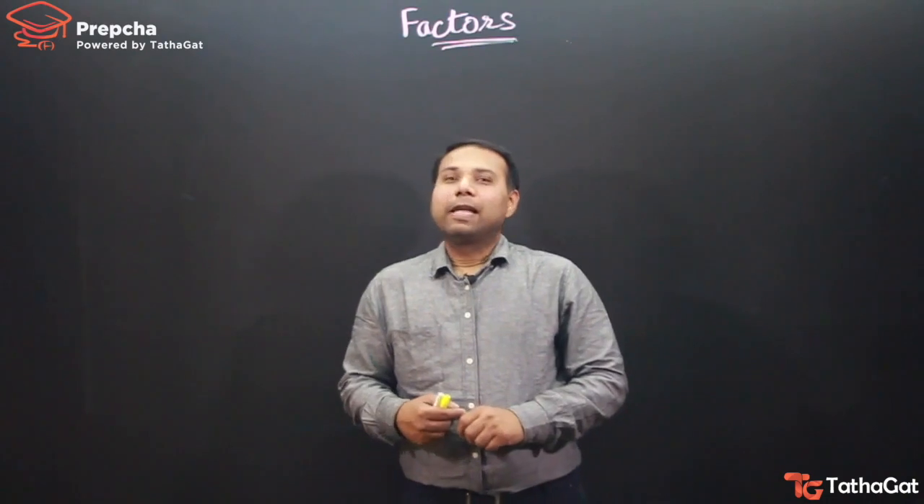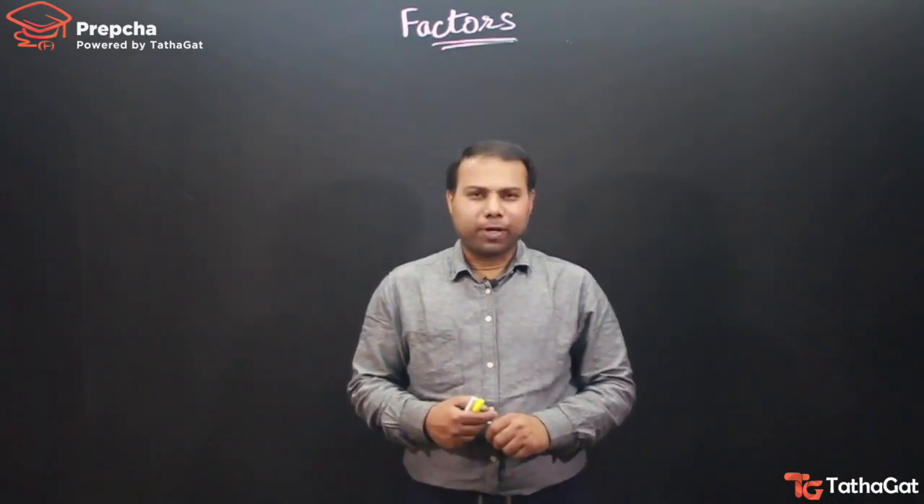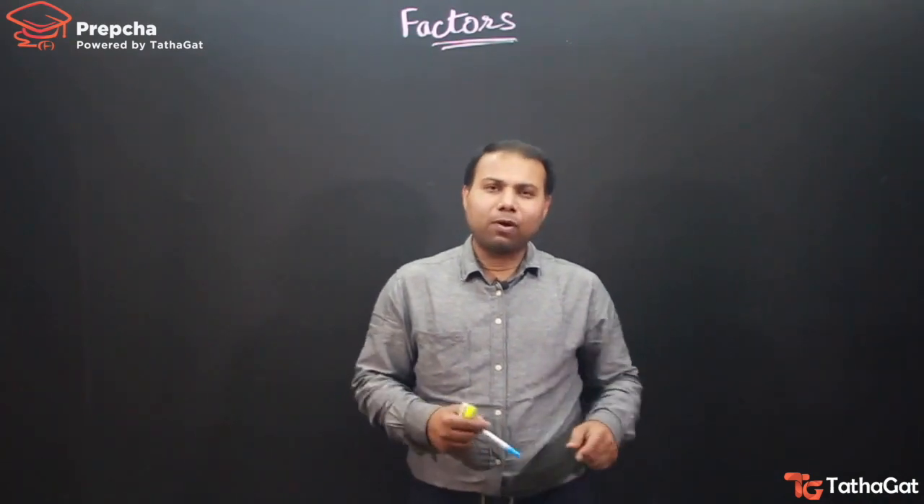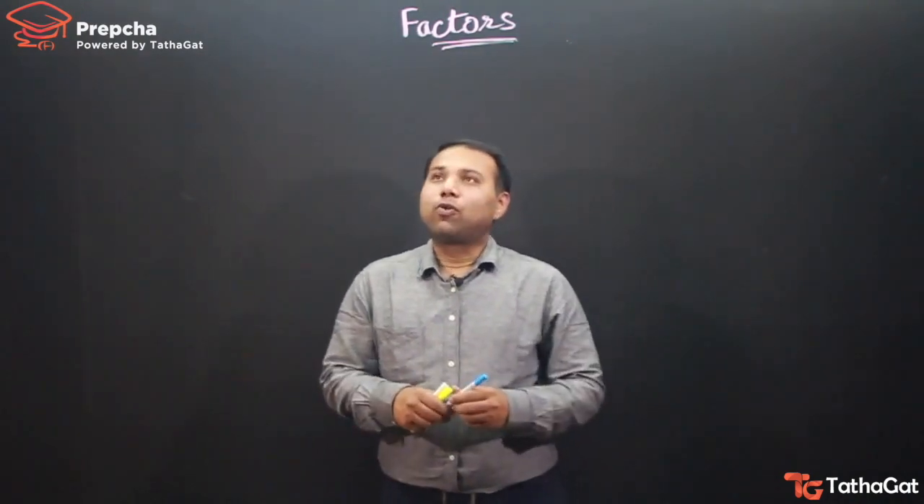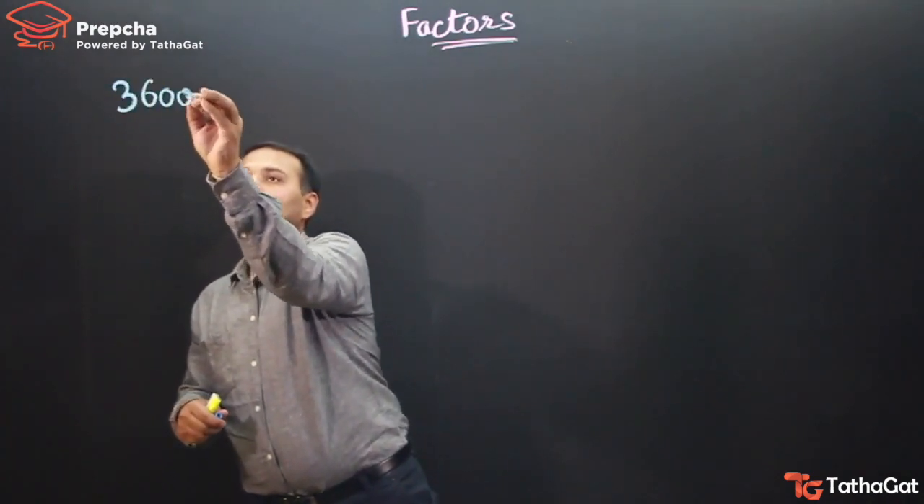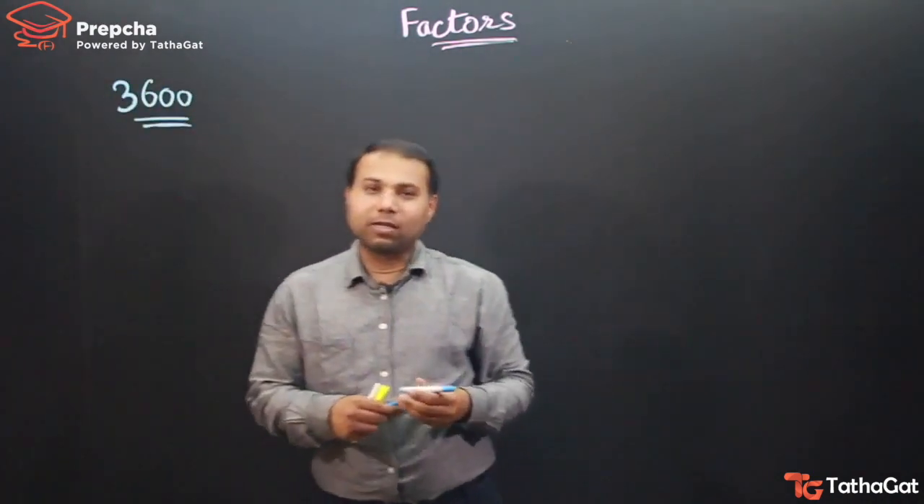Hi. In the last video, we learned some properties of factors. So in this video, we are going to discuss how to calculate the number of total factors of a number. For example, my number is 3600. So I want to calculate all the factors of this number 3600.